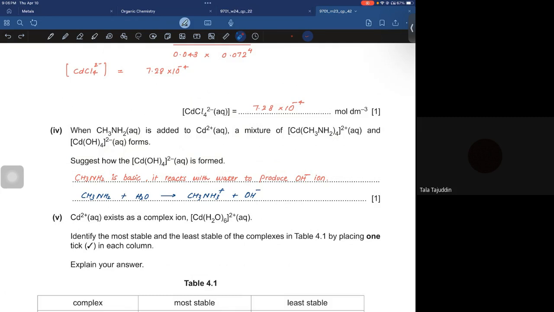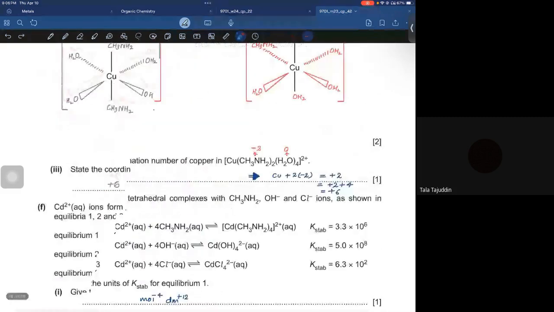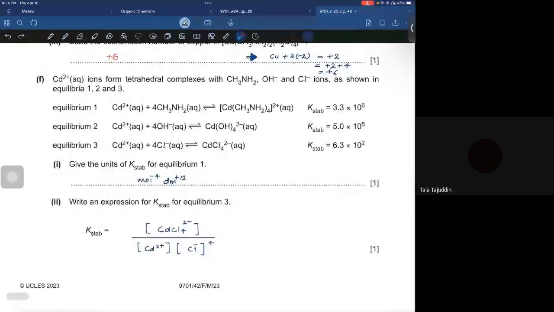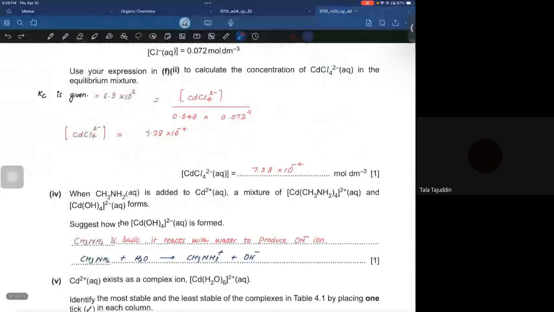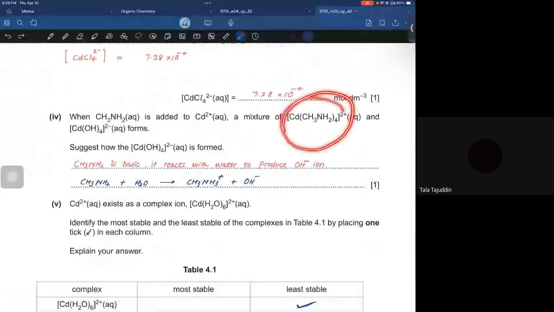Basically, they are talking about when CH3NH2 is added to Cd2+. So this is going to form. They are saying a mixture of this and this is going to form. They are saying suggest how Cd(OH)4 2 minus is formed.